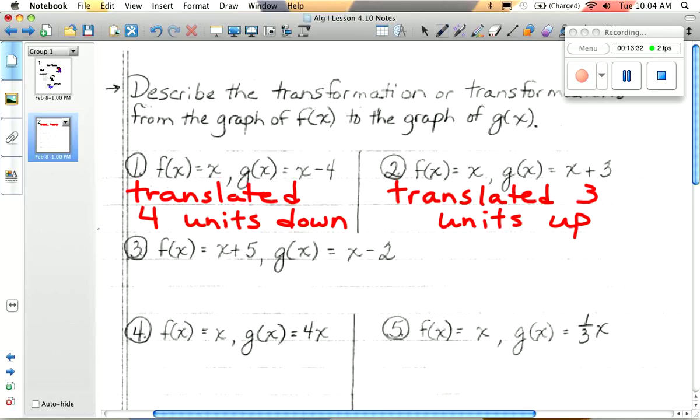And remember, you should get really used to the parent function. When you graph these, you should be like, well, that's the parent function, I know. Here's my new one. Here's my g of x. Did it do what we said it did? Okay, and are those lines parallel? Isn't that something? Okay, how about the next one?